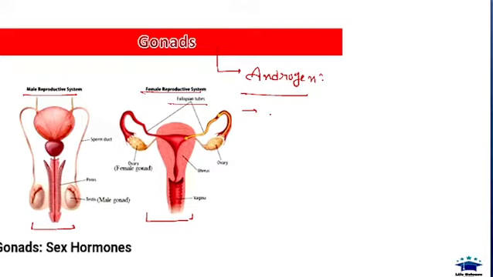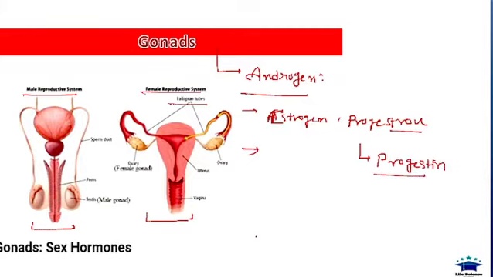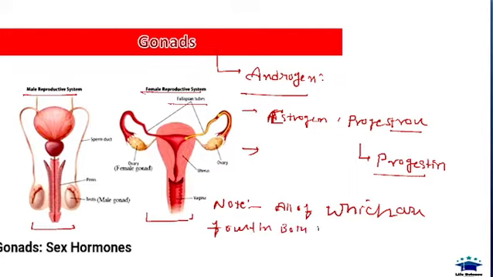In the case of female, estrogen and progesterone. Estrogen is also called estradiol and progesterone is also called progestin. All of which are found in both male and female, but at different levels.